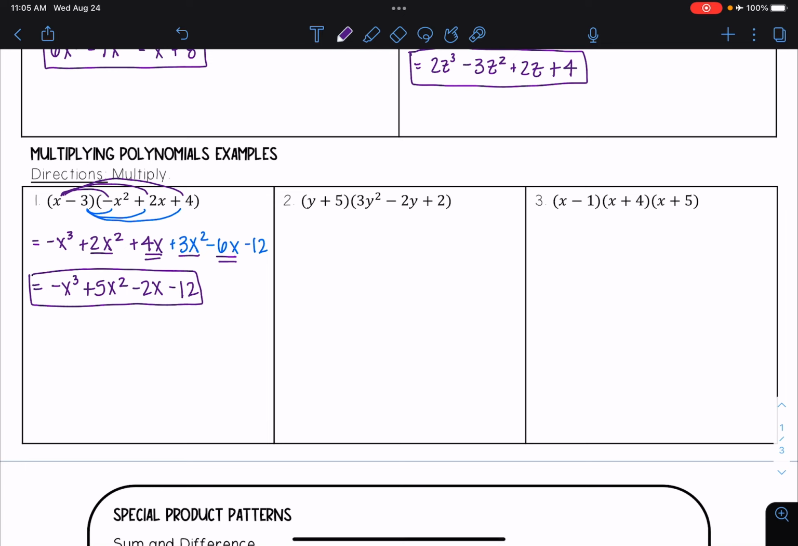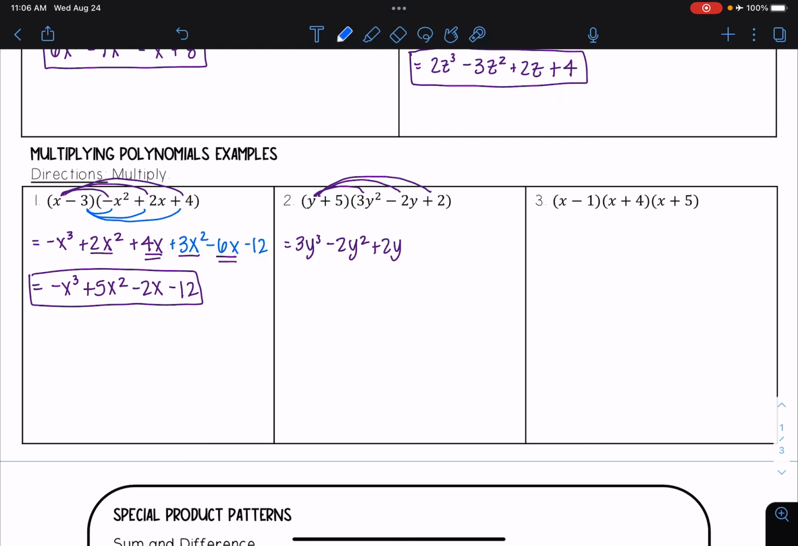Okay, let's try another one. Here I have y plus 5 times 3y squared minus 2y plus 2. My first step is to go ahead and distribute that y, so y times 3y squared, I get 3y cubed. Y times minus 2y, I get negative 2y squared. And then y times 2, I get 2y.